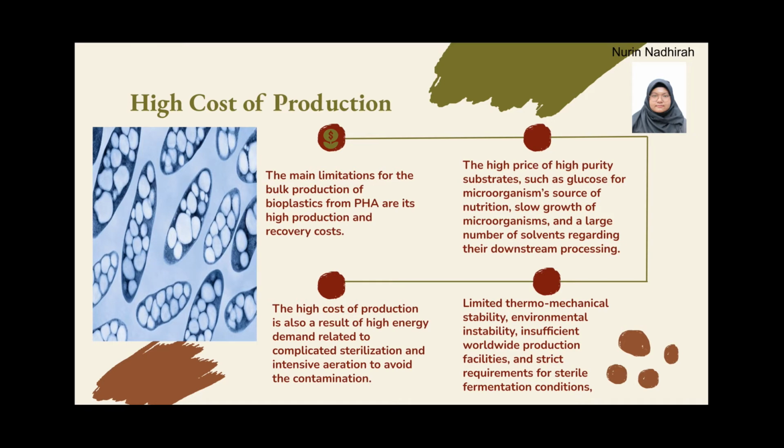Next, it has a high cost of production. Currently, the main limitation for the bulk production of bioplastic from PHA is its production and recovery costs. The main reasons for the high costs are the high price of high purity substrates such as glucose as the microorganism's source of food, low conversion of carbon substrate to PHA product, low growth of microorganisms, and a large number of solvents in the downstream process. Besides, other disadvantages are limited thermomechanical stability, environmental instability, insufficient worldwide production facilities, and strict requirements for sterile fermentation conditions. The biopolymer is extracted from the inside of the microbes, which makes it expensive.